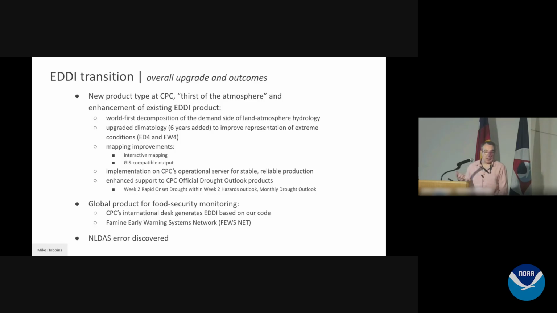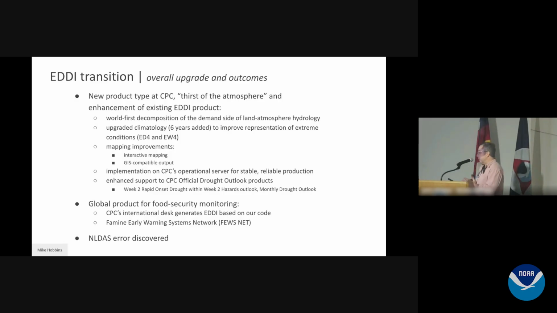We upgraded our climatology. We added 6 more years to our reference climatology that is used to estimate EDDI. That's going to improve representation of the far extremes, wet and dry extremes. We created this interactive map, the point and click map that Highline showed us. We created a GIS compatible app that's really going to help regional users who inform the US Drought Monitor. It's implemented on an operational system rather than a laboratory system, so it's much more stable and reliable. And it's going to offer this enhanced support to those drought outlook products at the CPC.